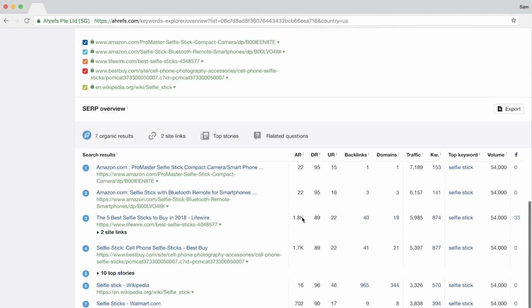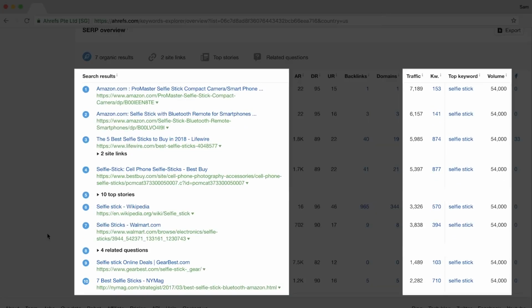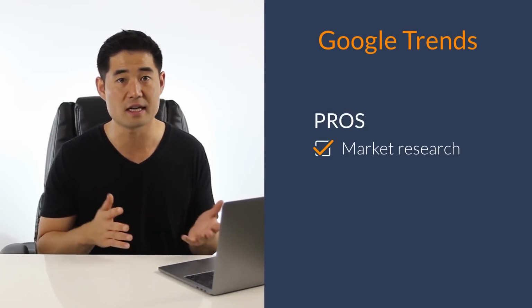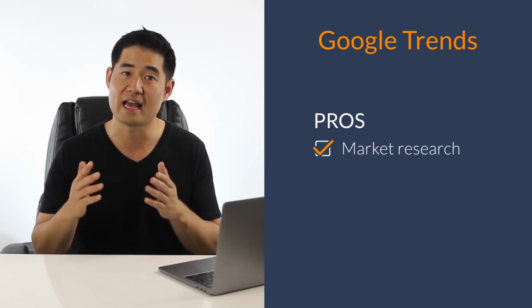What's even crazier is that if you scroll down to the SERP overview, you'll see that the top pages only get around 7,000 visitors from organic search, which is around 13% of the search volume. So a solid pro to Google Trends is that you can do market research on a niche, product, or topic and get an understanding if it's worth your time and effort to pursue.